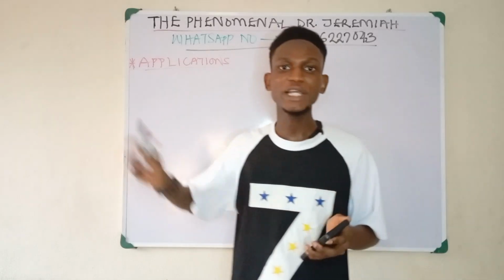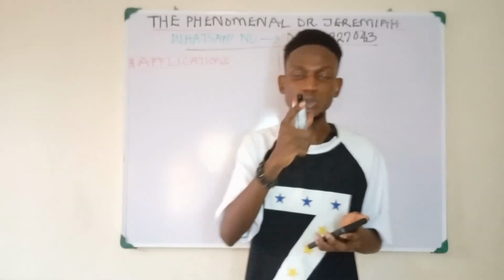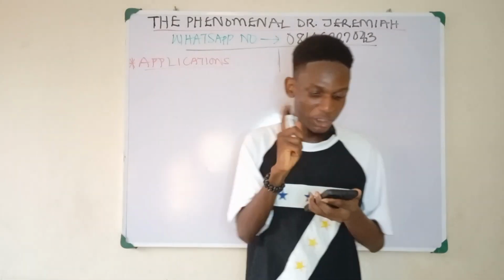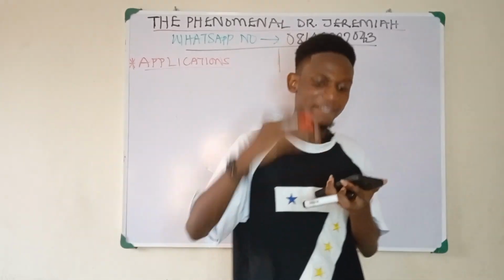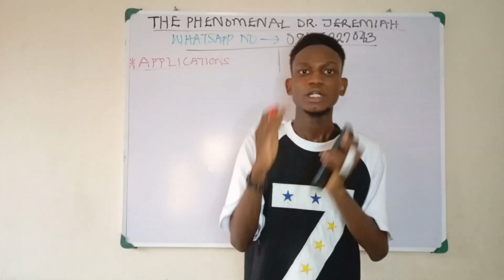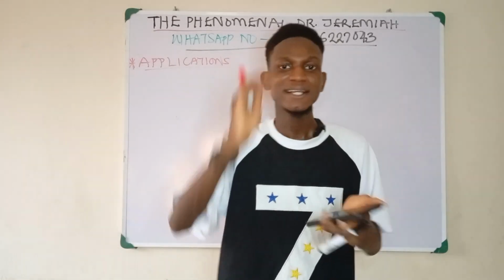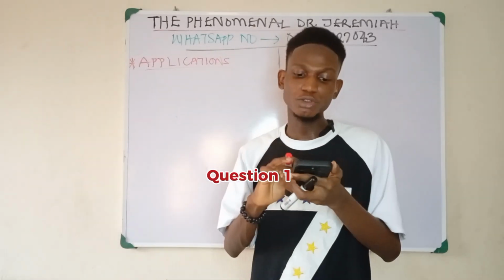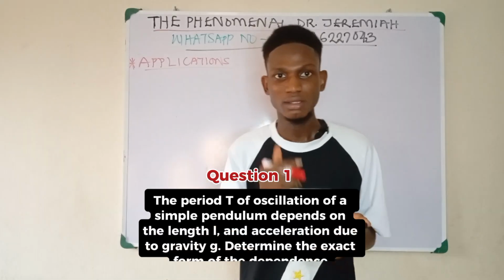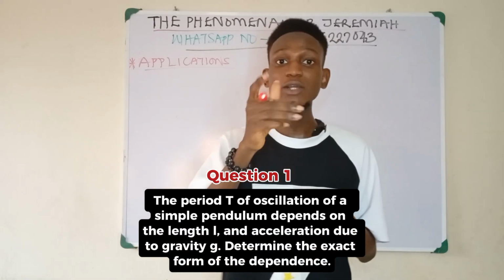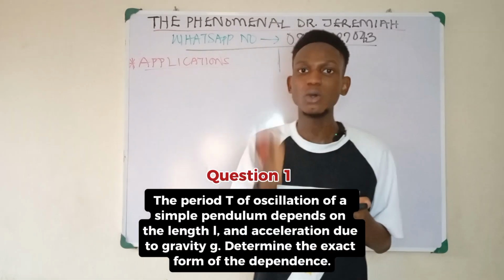So let's quickly go to the applications of dimension. We'll be looking at 2 applications in this video. The first one, we're going to be deriving the formula of a physical quantity from a given relation. They'll give you a statement or a sentence and say, derive the formula of that physical quantity. Now let's quickly run it. I'll be reading the question. It's going to appear on your screen, so read along.